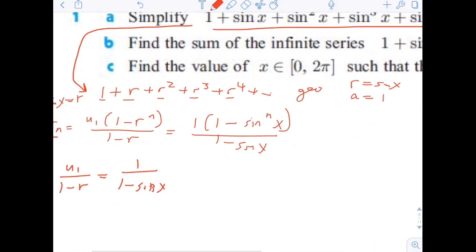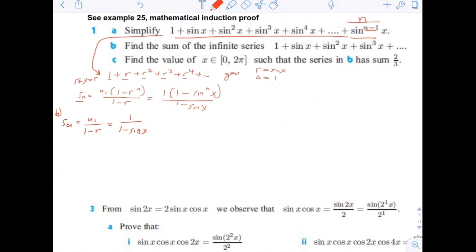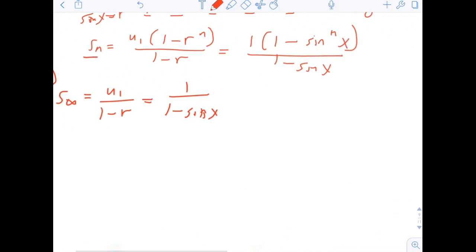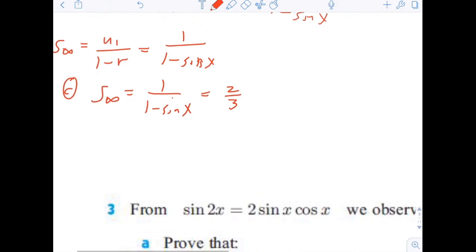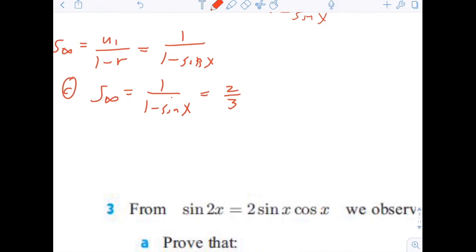Now what is C? Find the value of x, which is an element between 0 and 2 pi, such that the series in B has a sum of 2/3. Okay, so let's see. If we want B to have a sum of 2/3, let's just set B equal to 2/3, and then we'll solve for x. Okay, so we got that, and now let's cross multiply to get the x out of the denominator.